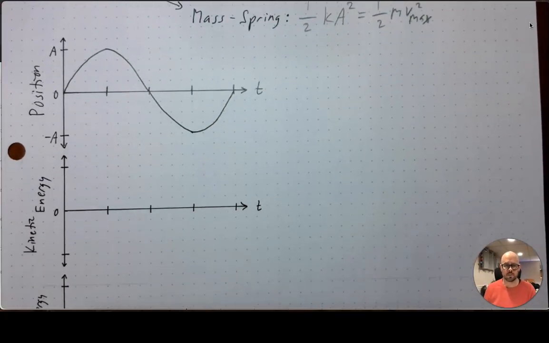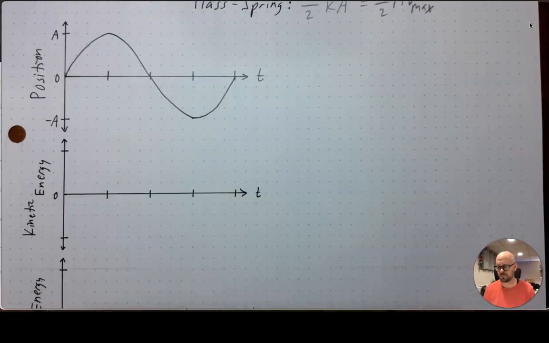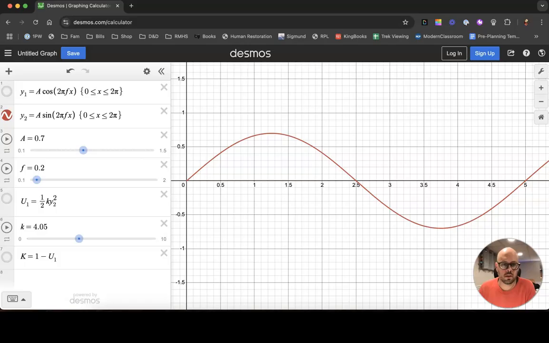So here's our position graph from the first video, and we're going to take a look at Desmos real quick for that first energy graph. Okay, so I took the sine function that we had. I set it to an amplitude and a frequency so that we could see one complete cycle and not much more. And I added some formulas.